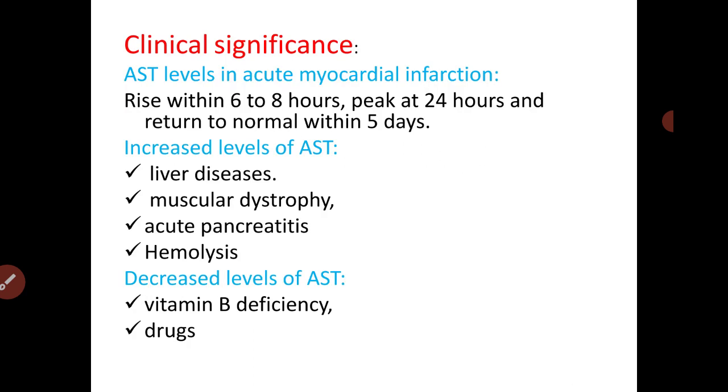Now, AST is elevated in certain clinical conditions. First, myocardial infarction. We have many markers for identifying myocardial infarction, enzyme markers and then troponins. So AST is one such enzyme marker which gives a clue about myocardial infarction. It takes about 6 to 8 hours for its levels to get elevated, and the peak is achieved at 1 day. It comes back to its normal level within 5 days.